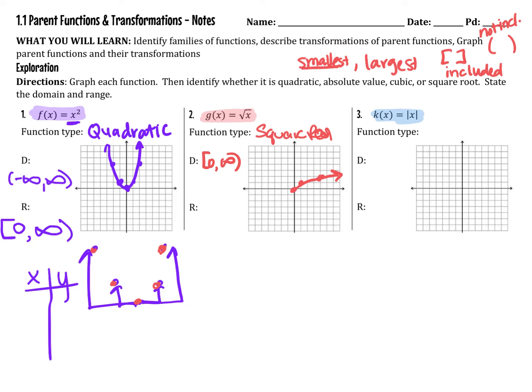So just as a reminder, our range is going to be exactly the same. We're never getting a negative y coming out, so the smallest y is 0, but the y's can go up forever and ever.